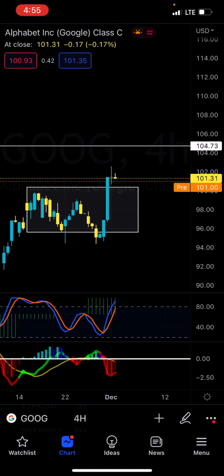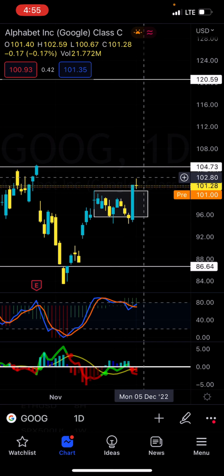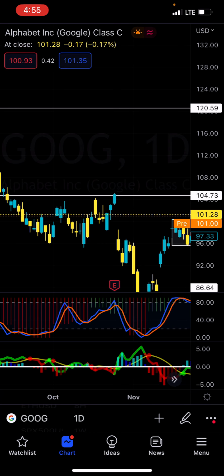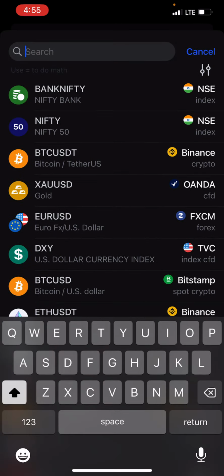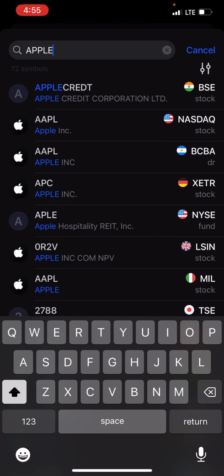Google's probably going to go higher than 104. You're already for sure going to fill that gap, and we already more than likely filled it there. But there's another gap here at like 111, and you're probably going to 111 if unemployment comes in lower.